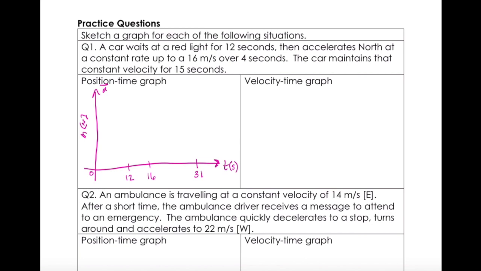All right, so drawing in the graph, since they're stopped at the red light, that's going to be our reference point. We're going to stay here for 12 seconds. Then they're going to accelerate for 4 seconds up to 16 meters per second, so it's going to be a parabola. Okay, and then they're going to maintain that until 31 seconds, so it's going to be straight.